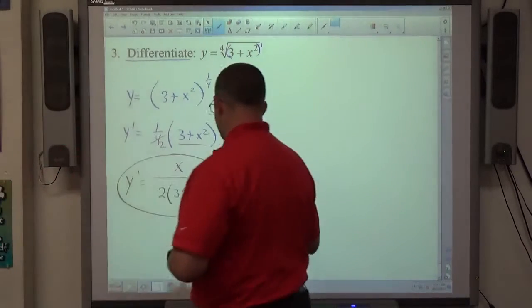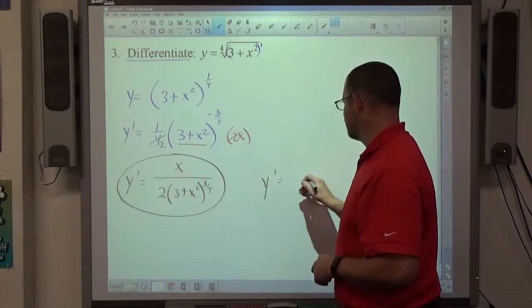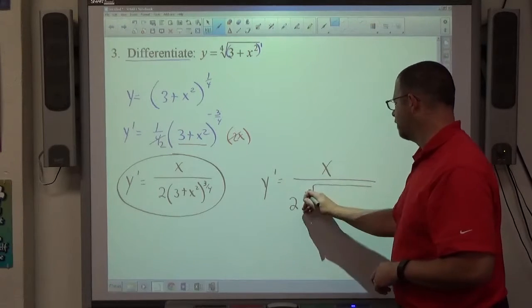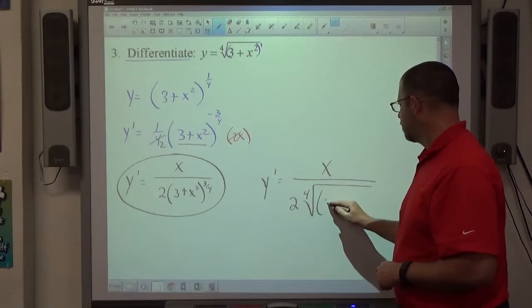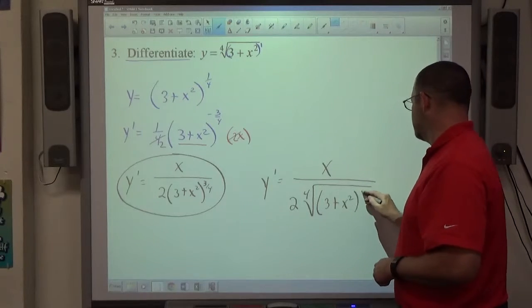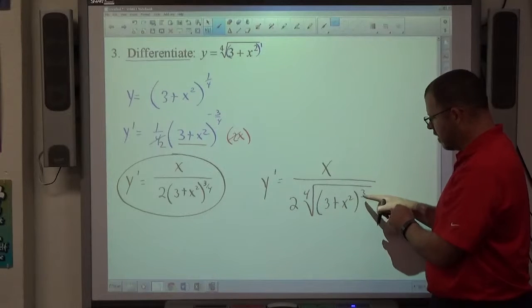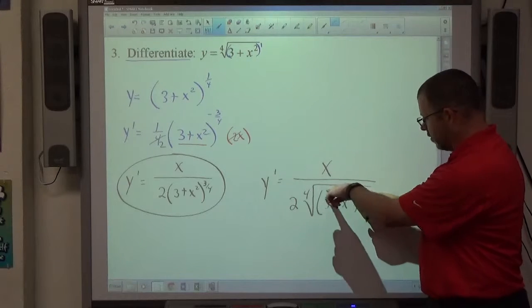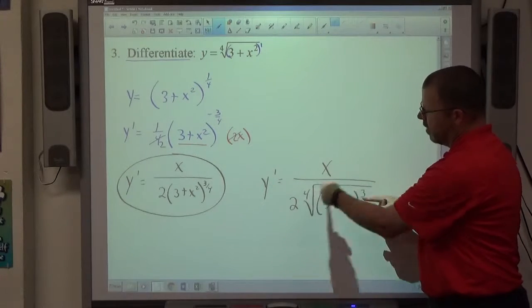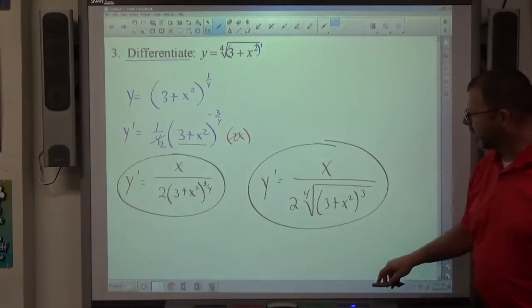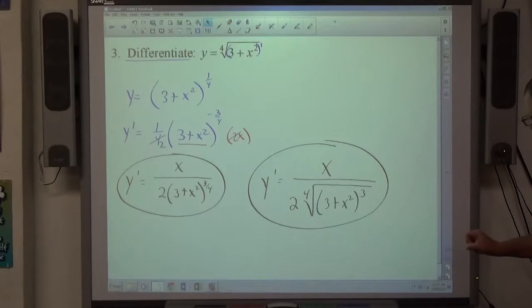The other option for a good final answer here, y prime equals x on top, 2 times the 4th root of, and then I would do 3 plus x squared cubed. So if I want to change that fractional power back into a radical structure, the power 3 goes here, so the whole object to the 3rd power, the root 4 goes there. Either one of those answers would be acceptable as a good final answer in my opinion.